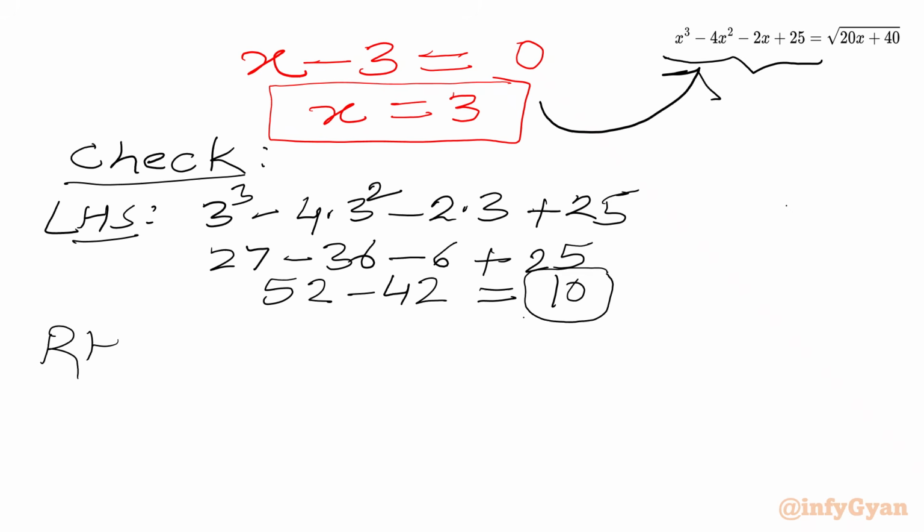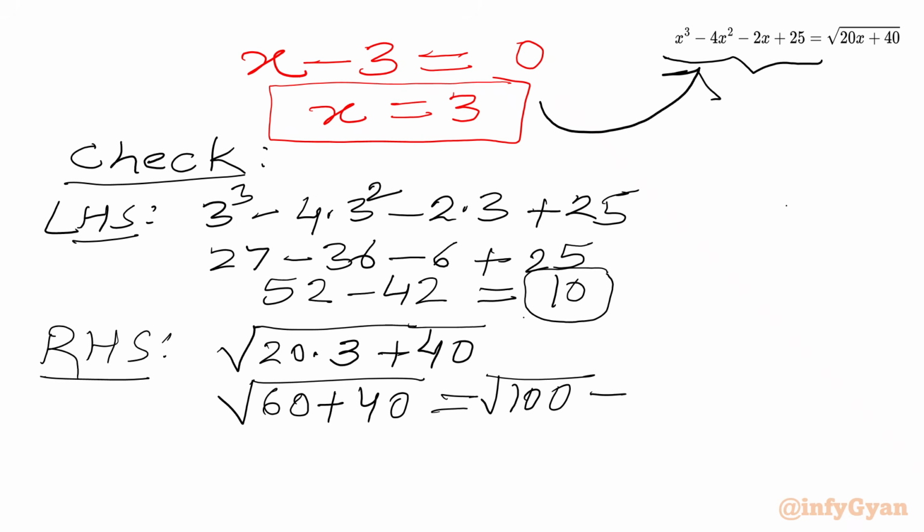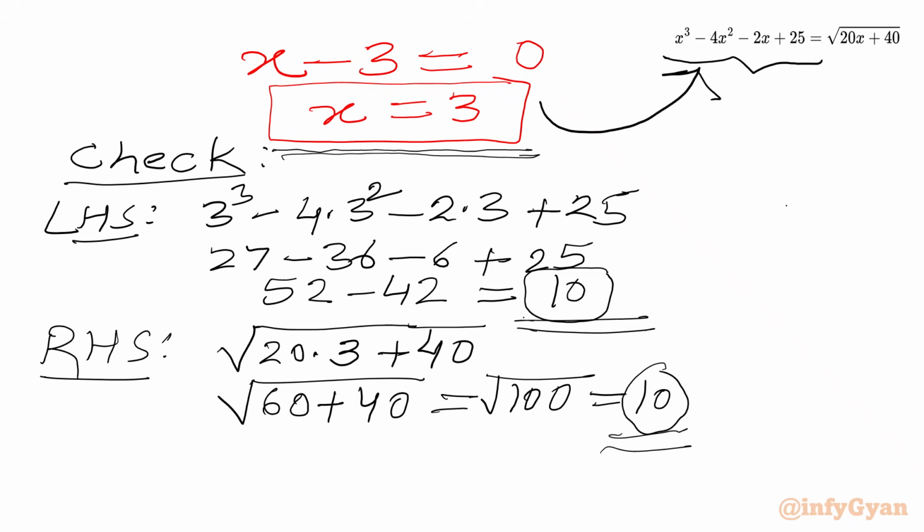Now we have to find right hand side. Right hand side is square root of 20x plus 40. So 20 times 3 plus 40 will be equal to 60 plus 40. 60 plus 40 is 100, square root 100, and it is equal to 10. Left hand side is 10, right hand side is also 10, LHS equal to RHS, hence our solution x equal to 3 is true and verified.